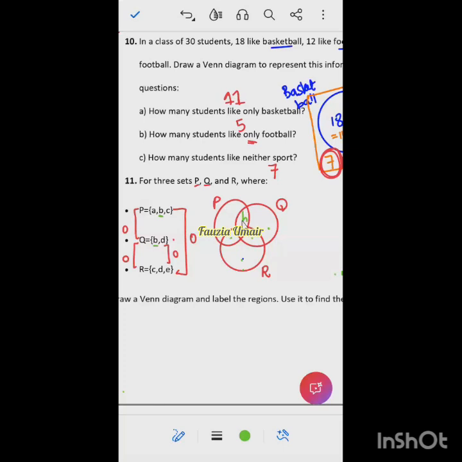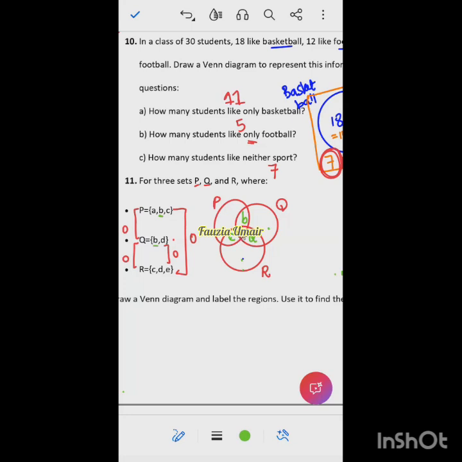So now what is common in Q and R? D. D आ जाएगा. Now what is common in P and R? C. So C will be written here. There is nothing common in all three of them, so we will leave this area empty, the middle one, right?